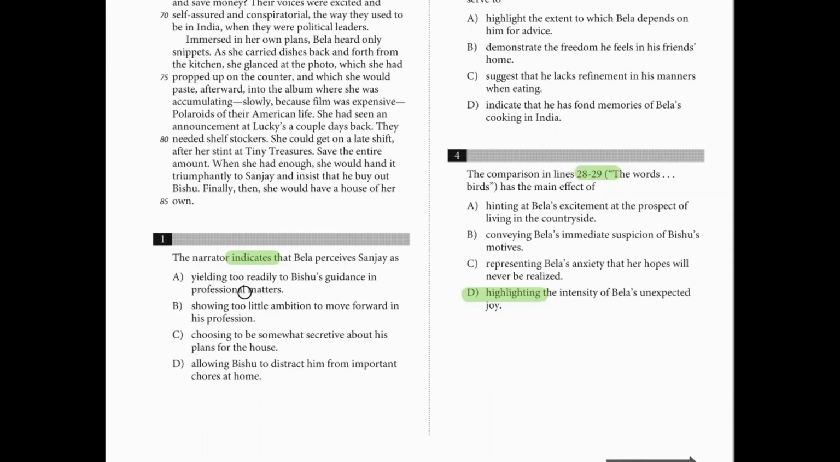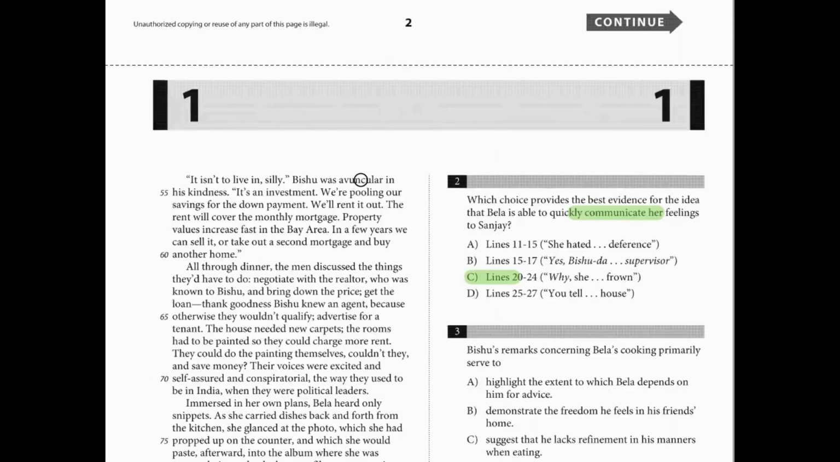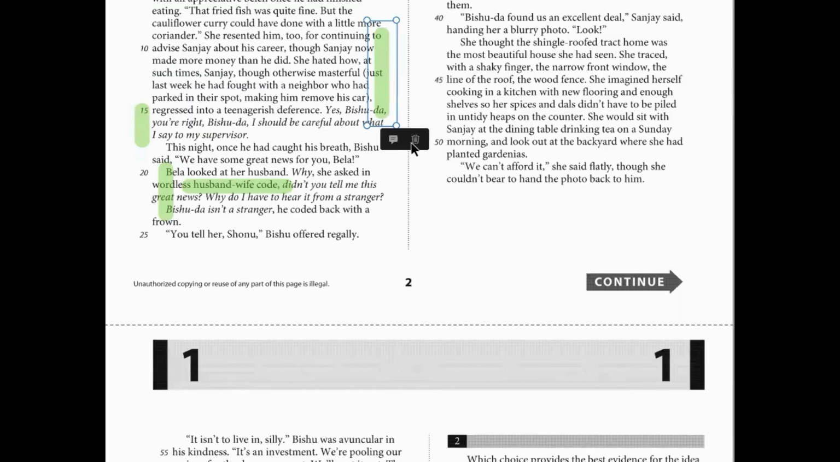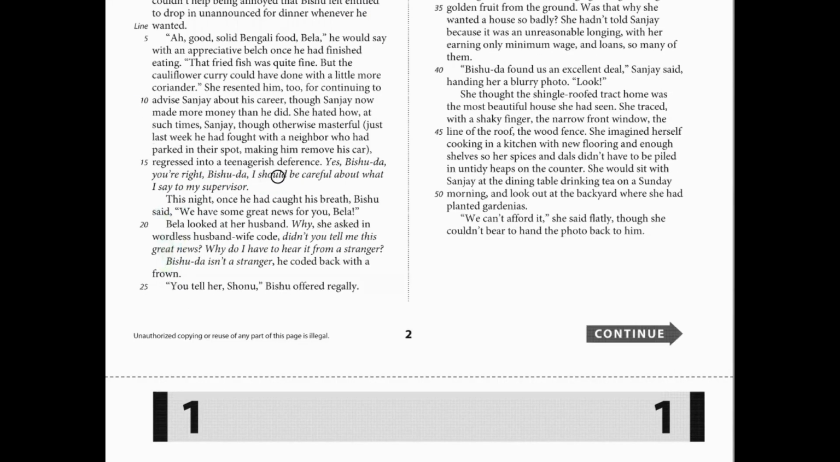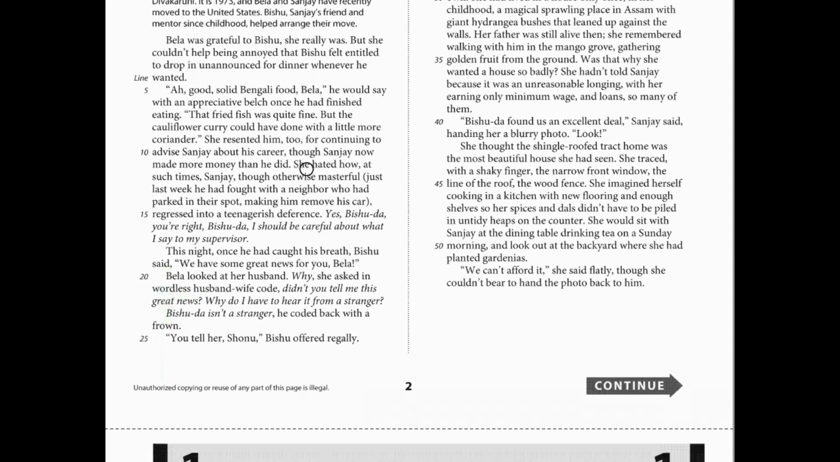Yielding to it. You might not have to go back to the passage and read. In case you're not able to answer, then you can go back to the part where they talk about Bella giving her opinion about Sanjay. She describes him as something like a teenager, right? Like a teenagerish defense. Somewhere they say that, right in the middle.